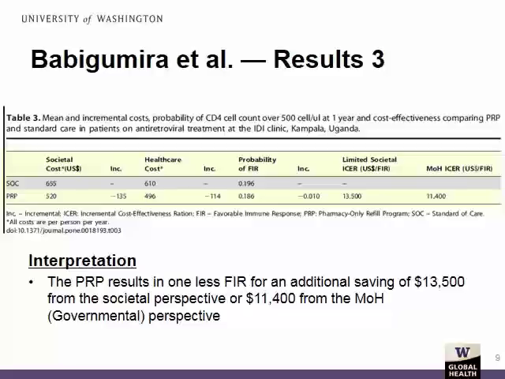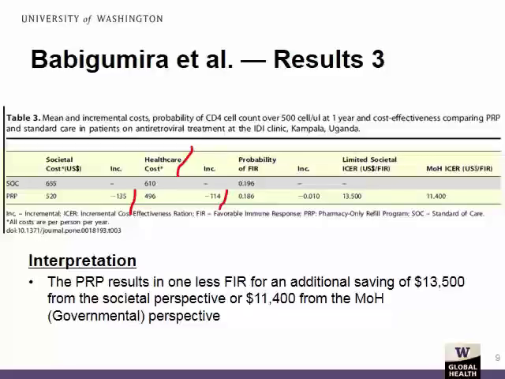And most of those cost savings are based on the fact that in the standard of care, you have doctors who are more expensive, and in the PRP, you have nurses and pharmacy workers who are a bit cheaper. So there was a reduction of $135. And then from the perspective of the Ministry of Health, which is what we are calling healthcare costs, it was a reduction of $114 here.